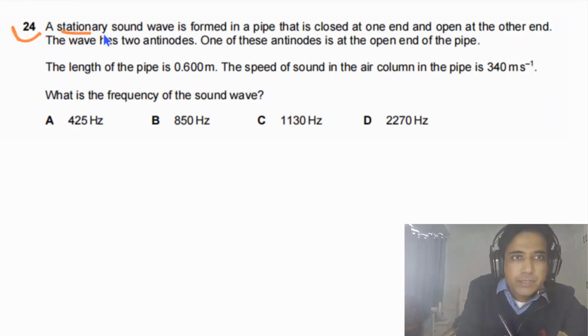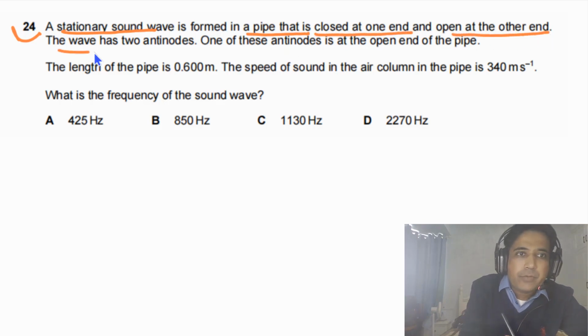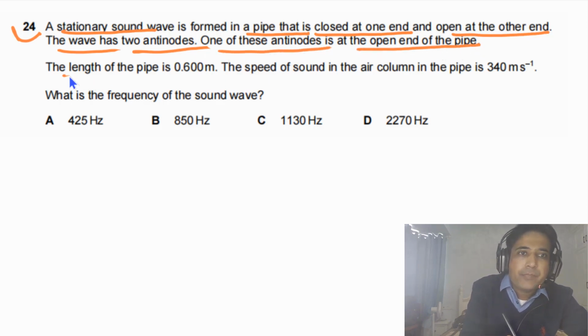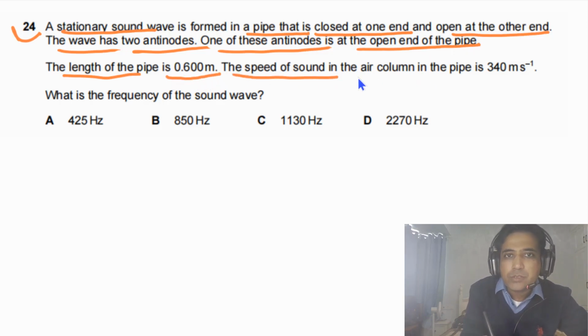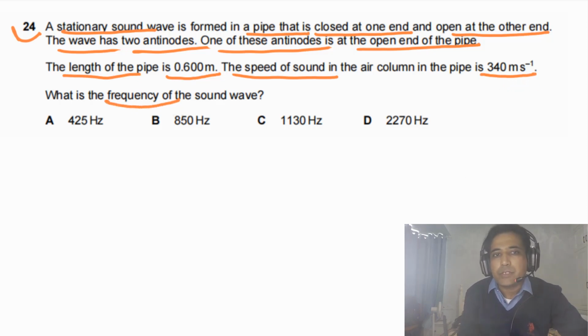Question 24 says a stationary sound wave is formed in a pipe that is closed at one end and open at the other end. The wave has two antinodes. One of these antinodes is at the open end of the pipe. The length of the pipe is 0.60 meters. The speed of sound in the air column is 340 meters per second. We need to find out what the frequency of the sound wave is.